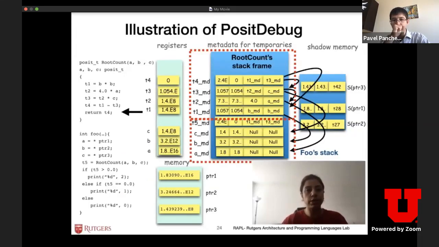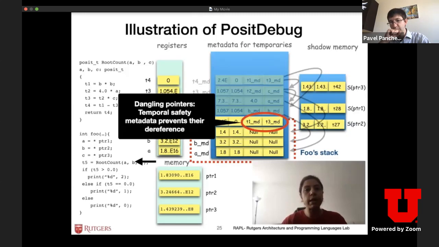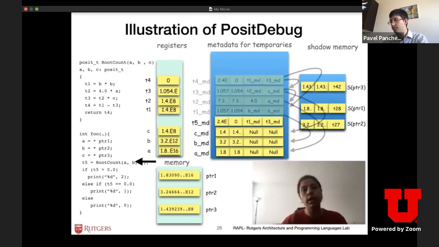Now we return from the root count function, and the root count stack frame is deallocated. At this point, T5 metadata is storing a dangling pointer to T1 and T3's metadata. By checking temporal safety metadata, we can know it is unsafe to access these pointers. Hence, at this point, we won't be able to produce the tag of instructions. The user has to put a breakpoint just before this execution point to produce the tag.